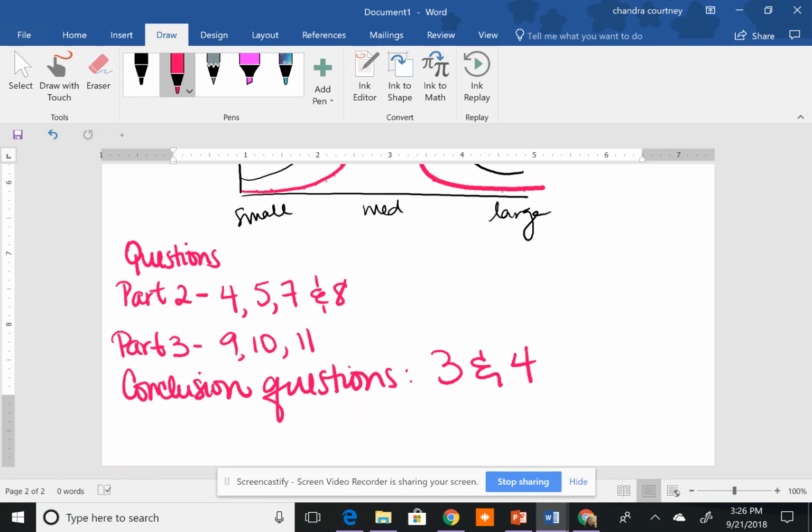Right, so don't forget that the hand lab is due on the 27th. Today is the 25th, so still plenty of time to adjust and get it done. Okay, so at this point, let me check my checklist. So we talked about the take-home assignment. We've talked about the hand lab.